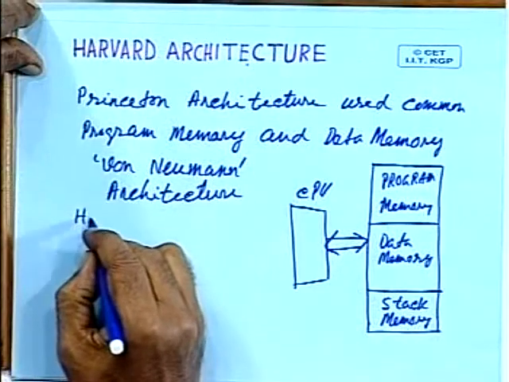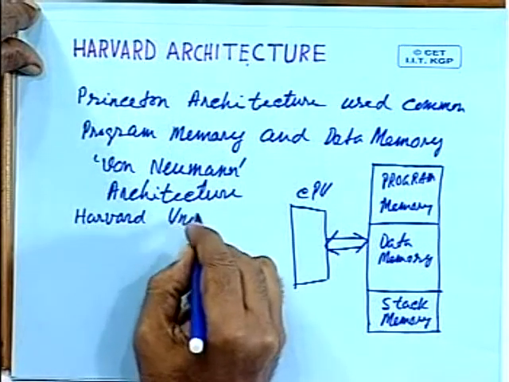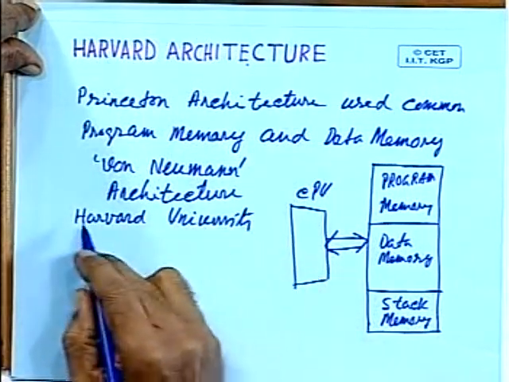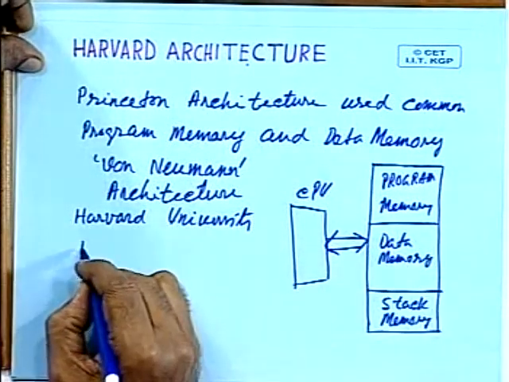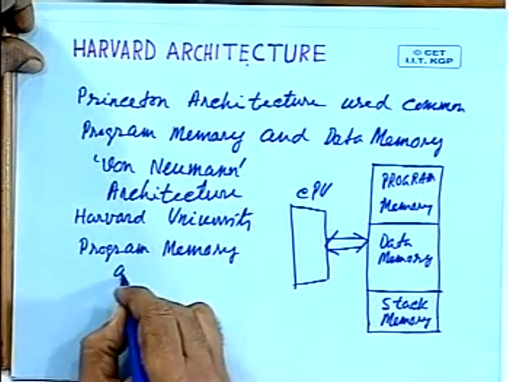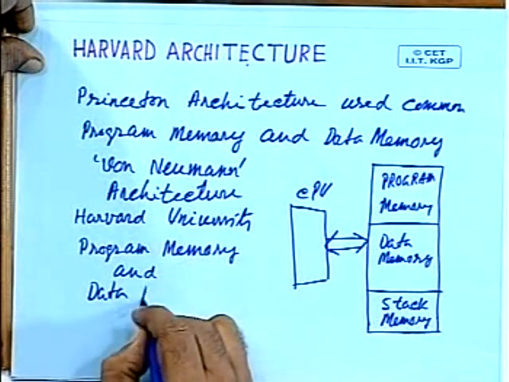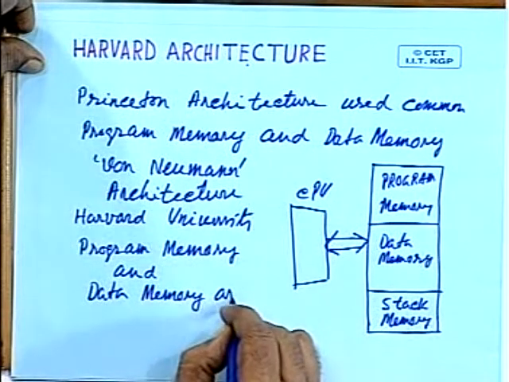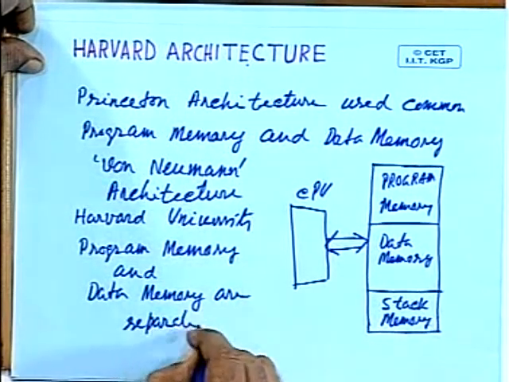However, later on in the 80s, when solid state devices became popular and ICs were available, the situation changed. It was found that the design proposed by Harvard University, known as Harvard architecture, where the program memory and data memory are separate, was very useful.